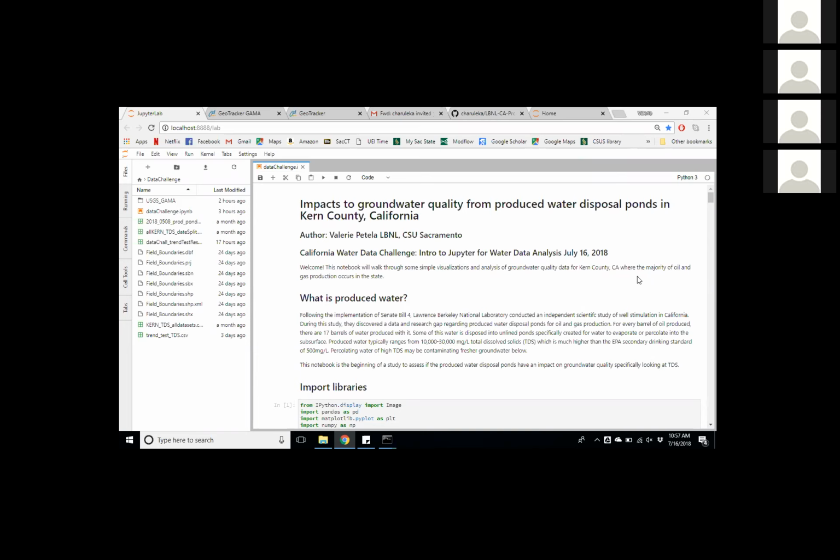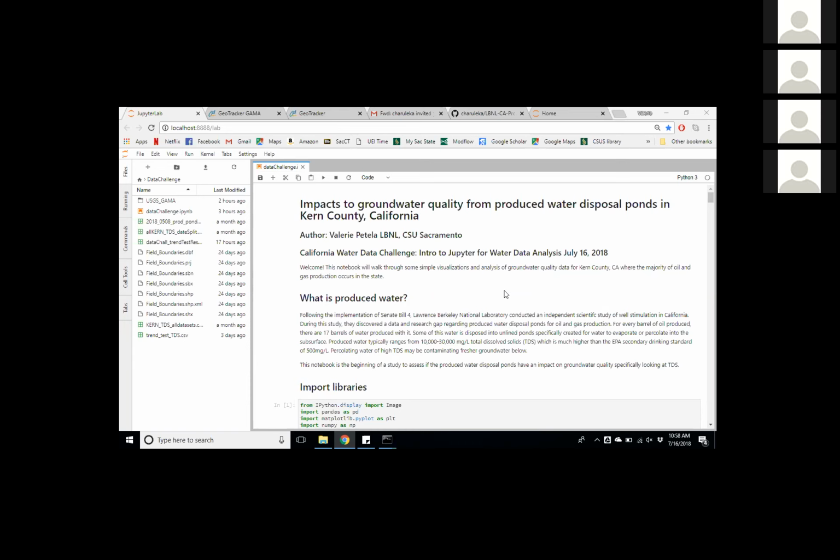Today I'll be showing you a Jupyter Lab display of a Jupyter notebook used to assess impacts to groundwater quality from produced water disposal ponds in Kern County, California. This research stems from a discovery made by Lawrence Berkeley National Lab about a lack of data and research regarding these produced ponds. So what is a produced pond? A produced water disposal pond is created after oil and gas production. For every barrel of oil produced, there are generally approximately 17 barrels of water produced with it.